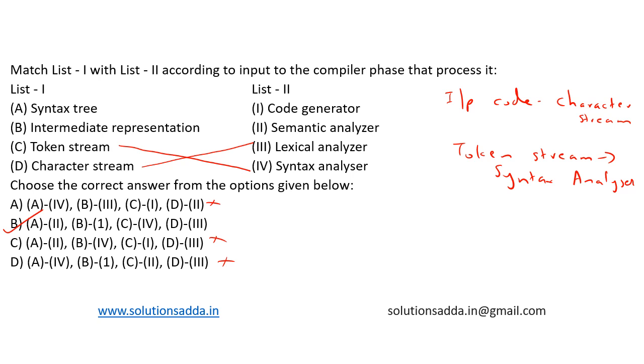Then once the token stream is analyzed by the syntax analyzer, we can give that syntax tree as input to the semantic analyzer, which performs semantic analysis. So A can be mapped to 2. Then the intermediate representation is given as the input to the code generator. So ideally, the options will be A will be mapped to 2, B gets mapped to 1, C is mapped to 4, and D is mapped to 3. So based on the options, option B is the correct choice.